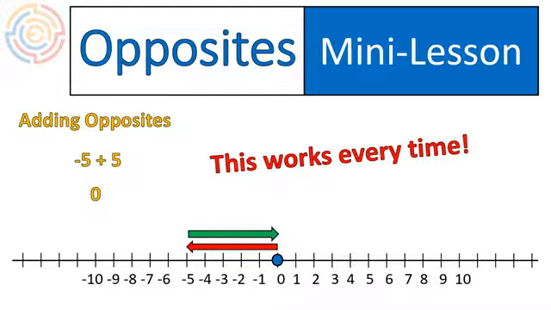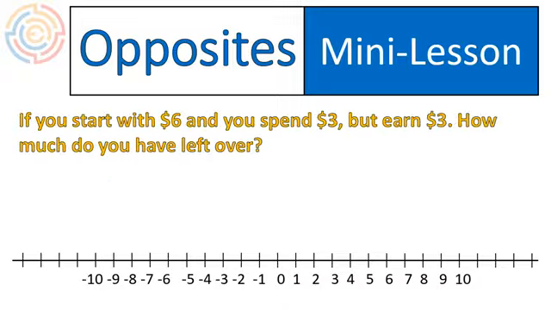Now, there is one slight difference to this, and that's if you don't start at 0 and then you add opposites, you'll end up wherever you started. Here's an example of that. If I start with $6, I spend 3 but earn 3, how much do I have left over? So in this case, what it would look like is this. This is my expression, 6 minus 3 plus 3. Because I started with 6, I spent 3, that's subtracting 3, I'm adding 3, which is plus 3.